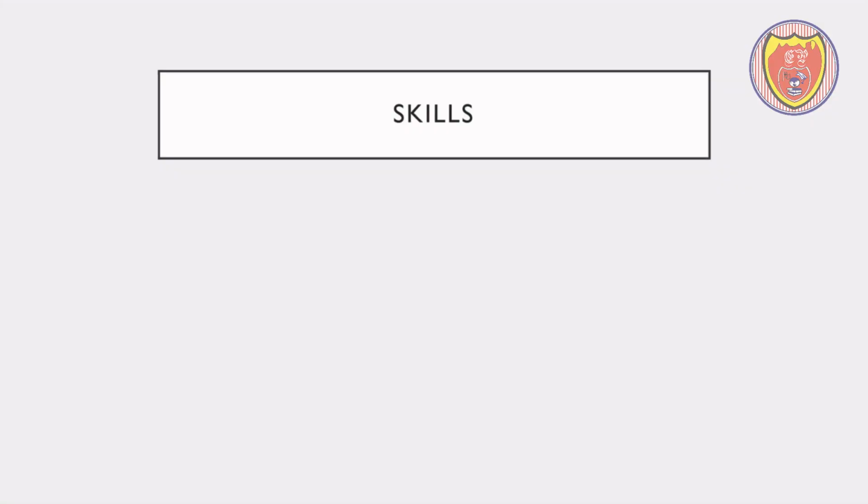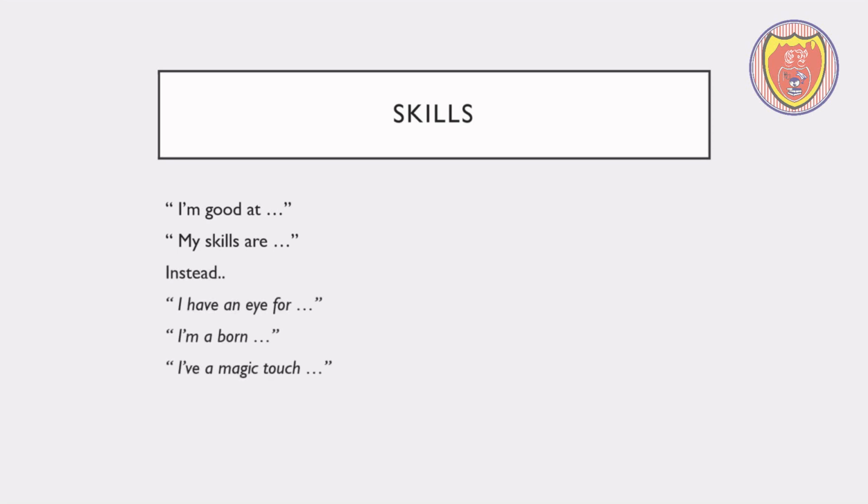Skills and talents, again, a very important part of your introduction, as I said previously. So instead of saying, I am good at, or my skills are, what you can do is say, I have an eye for detail. I am a born orator. I have a magic touch in doing it. So all of these phrases can be used to modify your presentation, to modify your introduction when you give it to someone.